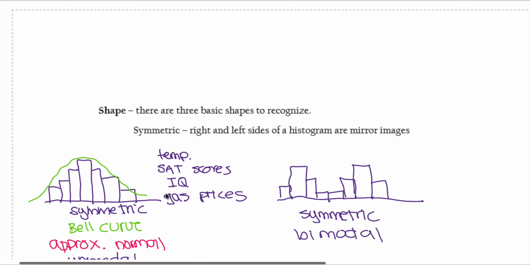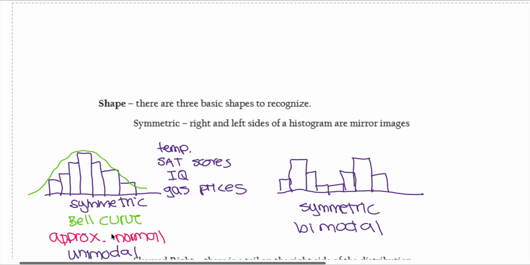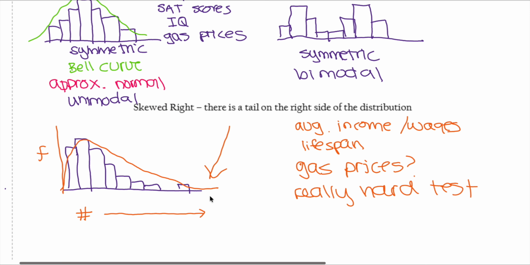So what are some real life examples for symmetric shape? Well, there are temperatures, SAT scores, IQ levels, and some gas prices. So think about symmetric as where the whole graph is approximately normal, and most of the data lie in one range, and another set of data lies in another range, which is distributed nicely. So think about symmetric, really think about it. I think there are going to be no problems for that.